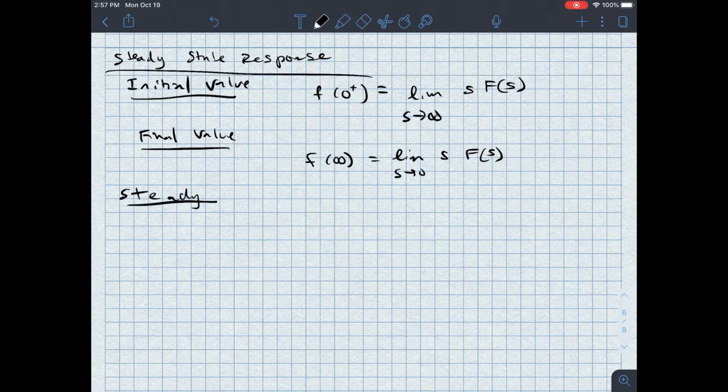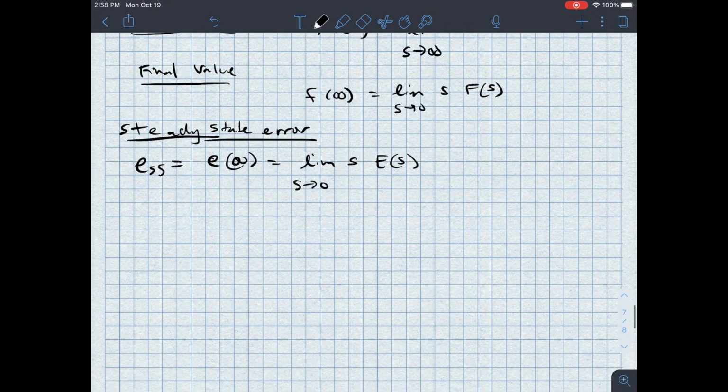So let's dive into the primary definition for today, which is the steady state error. The steady state error, ESS, is equal to E of infinity. So using the final value theorem, this is the limit as s approaches 0 of s E of s, which is just the final value theorem I just wrote.